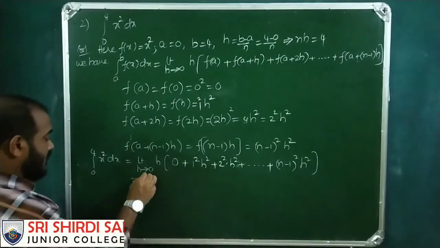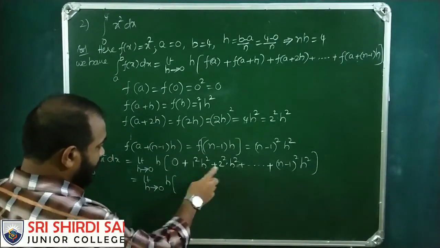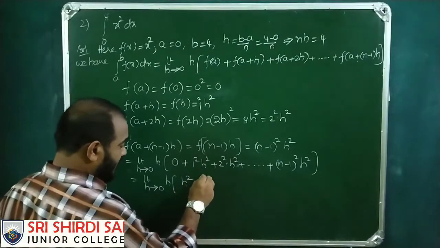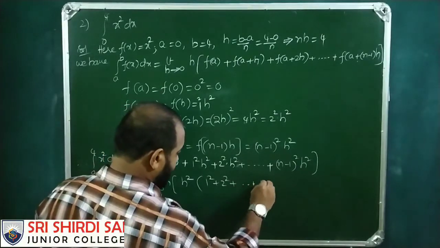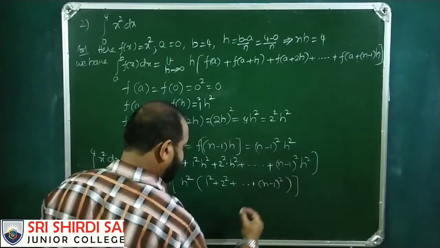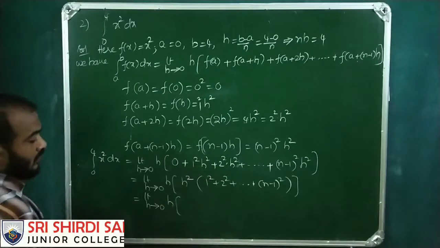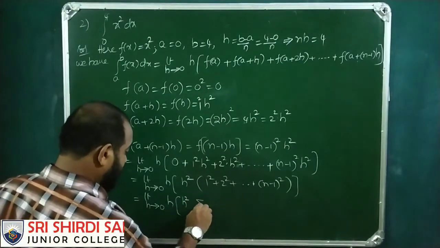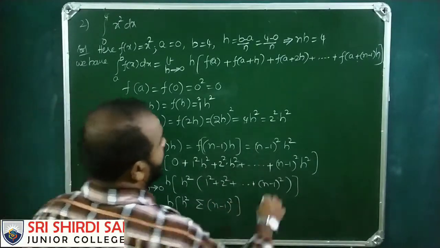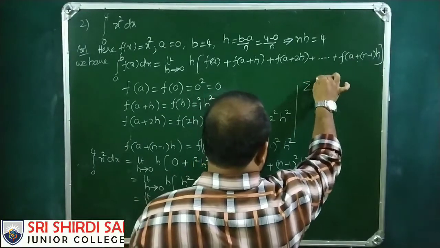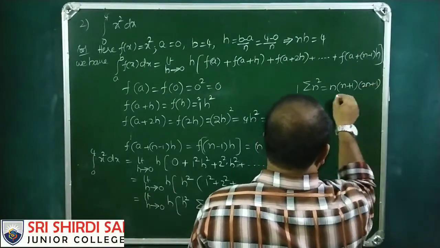So this is the limit as h tends to 0 of h into, taking h square common, 1 square plus 2 square plus etc. plus (n minus 1) whole square. That is h into h square into the sum of squares of n minus 1 terms. We know the sum of squares of n terms is n into (n plus 1) into (2n plus 1) by 6.